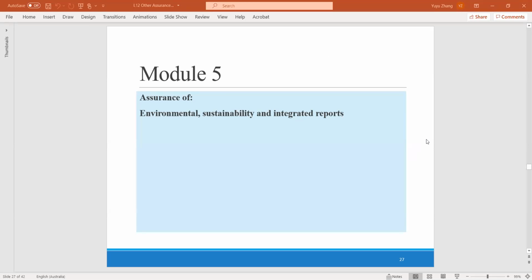Now let's go to module 5, which should be very, very important, about environmental sustainability and integrity reports, and also the assurance over them. In the profession, we call them assurance over CSR reports or assurance over integrity reports. They are similar, but they are different. As you know, integrity reports are the combination of the CSR report plus our conventional financial statements. Is that right? I just want to check if you are still following.